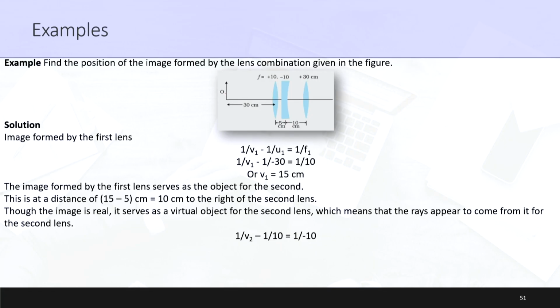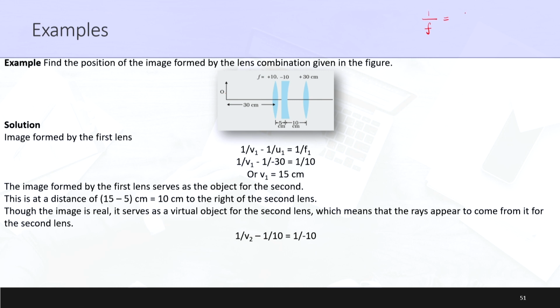So, this is at a distance of 15 minus 5, that is 10 centimeters to the right of the second lens, quite evident. Now, again just using the lens equation, though the image is real, it serves as a virtual object for the second lens, which means that the rays appear to come from it. So, again using the lens equation, we just wrote 1 by minus 10 here. Let me write it to make it more clear.